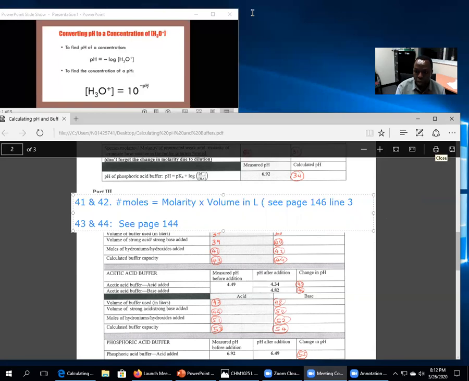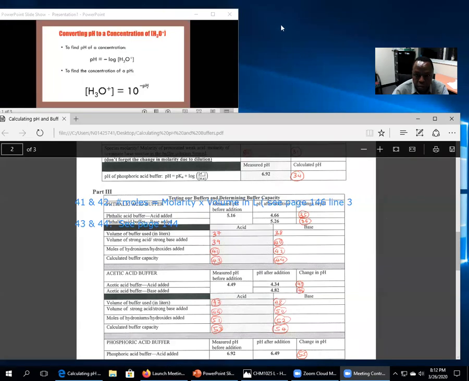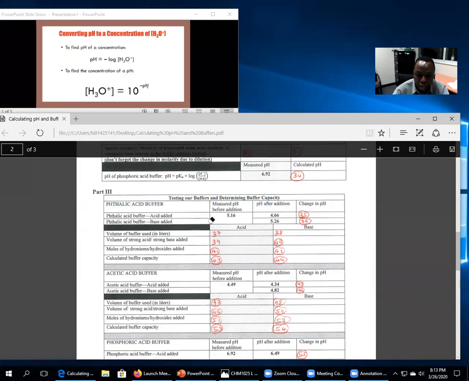This is the longest one. We have calculation, as I said. It's the longest. Let's see. For second to last, we're almost done. Second to last is the buffer capacity of the acetic acid. So we'll do the same thing, just like before.